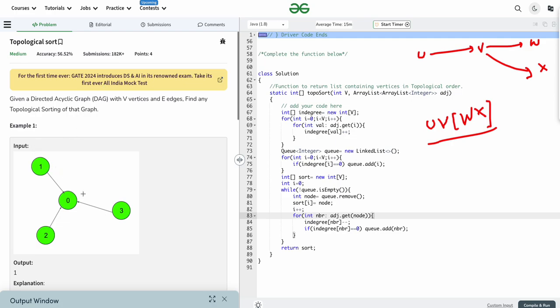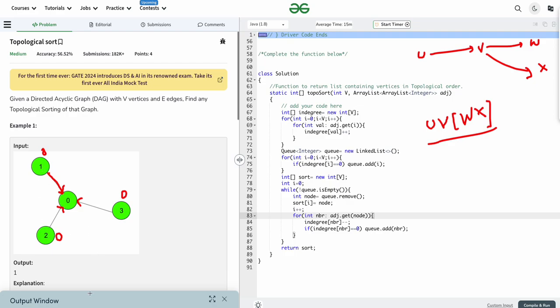If you look carefully at this example, we can see the in-degree of each node. This node has 0 in-degree. When we say 0 in-degree, that means there are 0 nodes coming towards 1. If we talk about 3, the same thing is there, 0 in-degree. If we talk about 2, it also has 0 in-degree. There is no incoming edge to this.